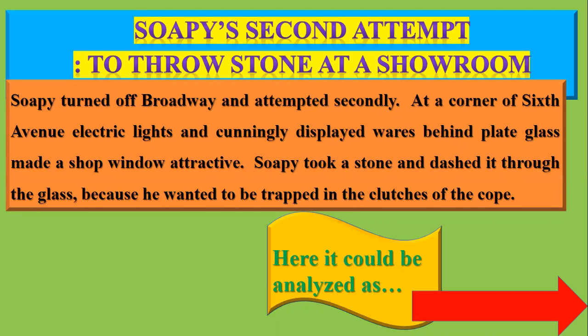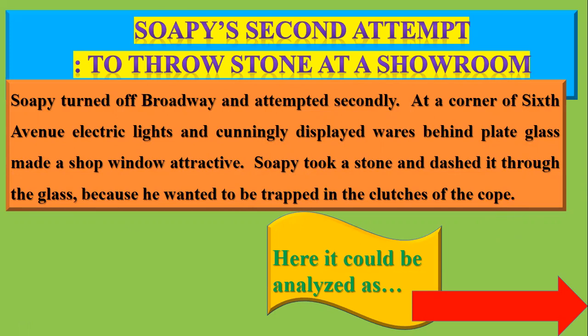At a corner of 6th Avenue, electric lights and cunningly displayed wares behind plate glass made a show window attractive. Sophie took a stone and dashed it through the glass because he wanted to be trapped in the clutches of the cop, C-O-P, not C-O-P. It is a spelling mistake.